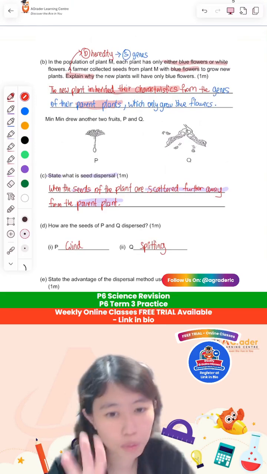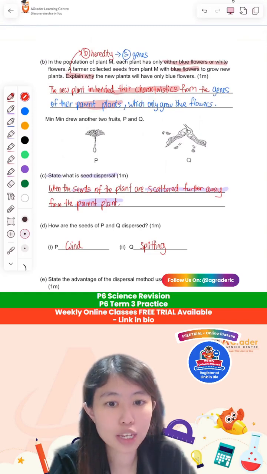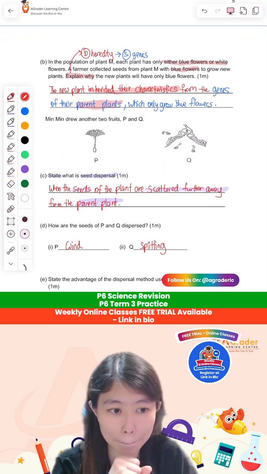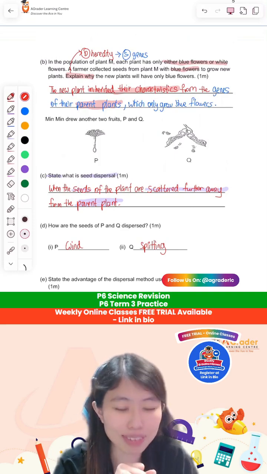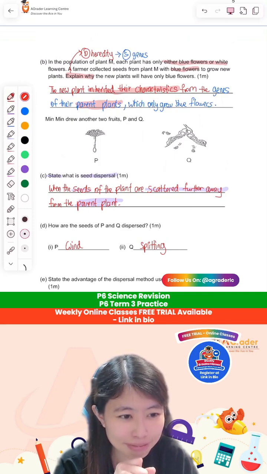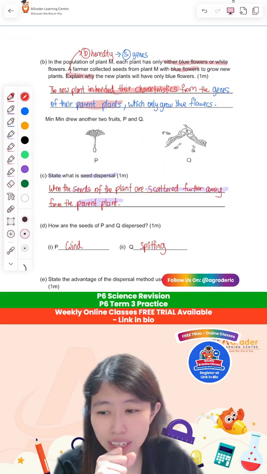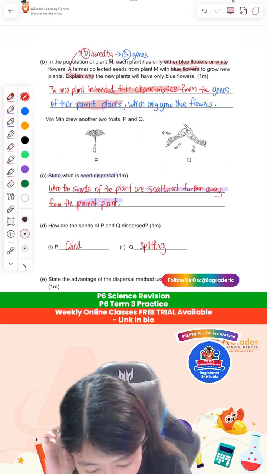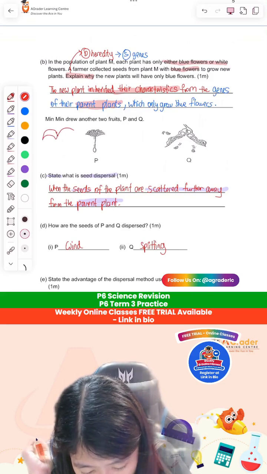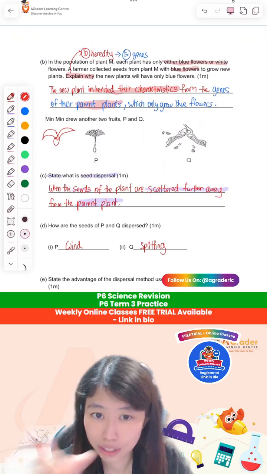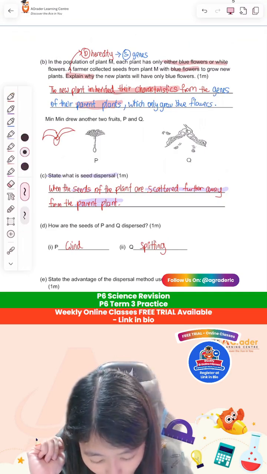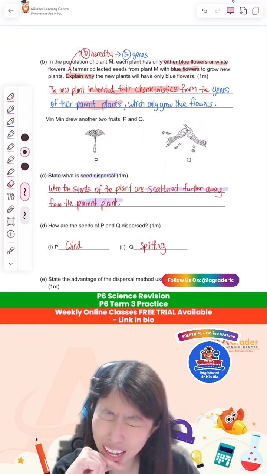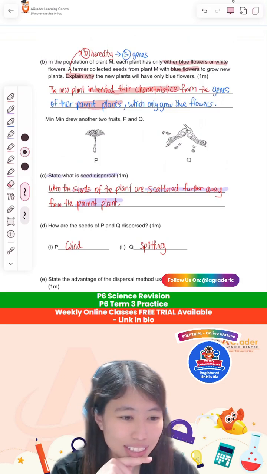Can you all tell me, based on the picture, what kind of structure P has for you to determine that it's by wind? Explosive action is okay. Anyone? Wing-like? This one is not exactly wing-like. Wing-like means it looks like a wing, and then the seed is like that. This one, we don't really call it wing-like. Do you have any other answer?